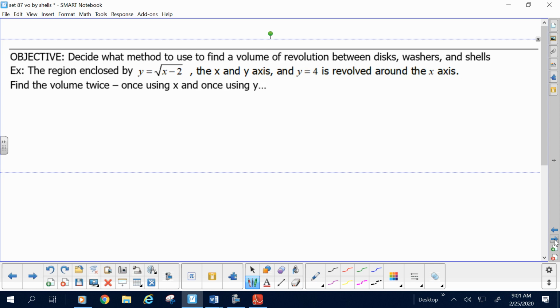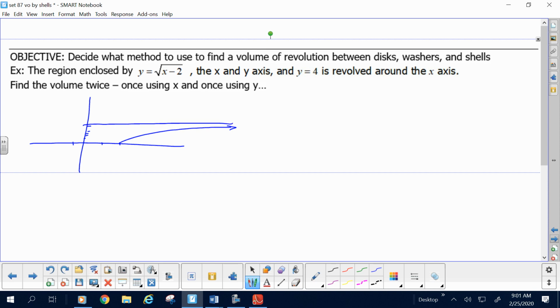A little more freedom now. When you read this question, sometimes they just say, find the volume. I don't care how you do it, just find the volume. So, the region enclosed by the square root graph, the x and y axis, and y equals 4 is revolved around the x-axis. Find the volume twice, once using x, once using y. Try that, and we'll go over it in a minute together. Let's make sure you have the region correctly graphed. What is the shift on the square root graph we got there? Right 2. So that guy, x and y axis, and y equals 4.